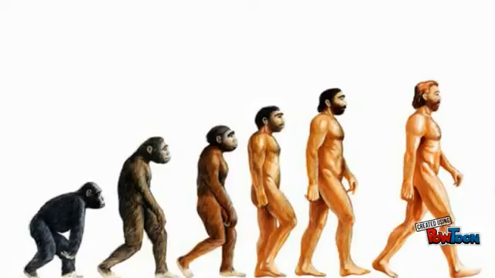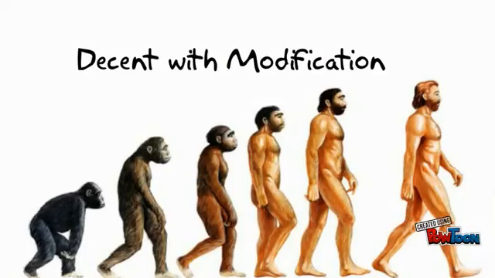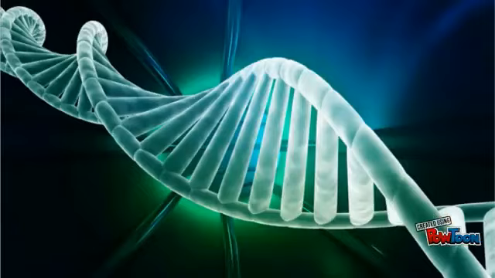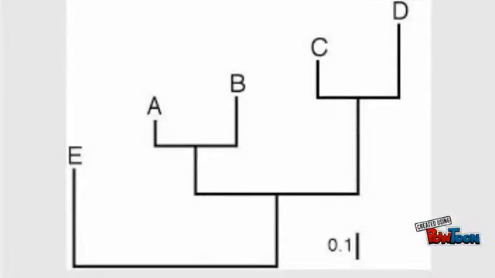First off, evolution can be defined simply as descent with modification, or more complexly, the change in genetic composition of a population over successive generations. This concept can be mapped out by what is known as a phylogenetic tree.